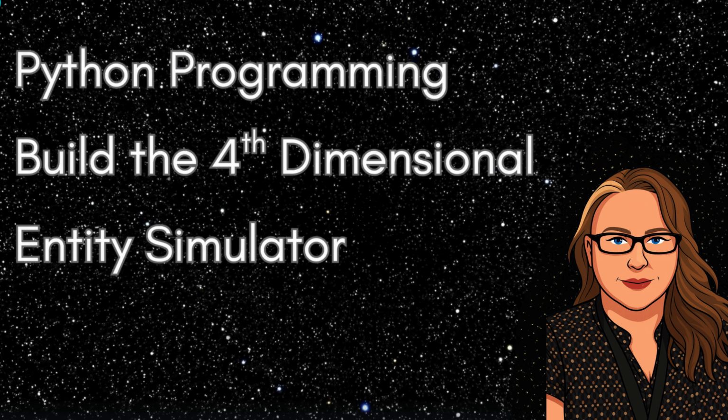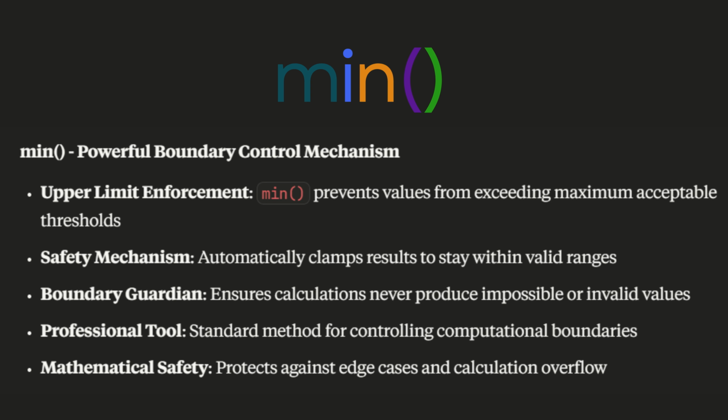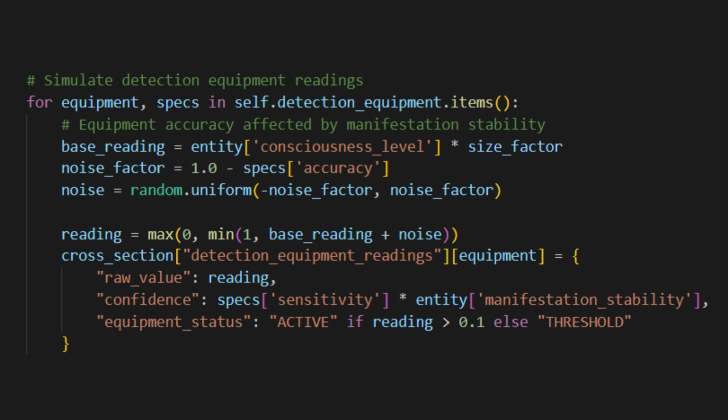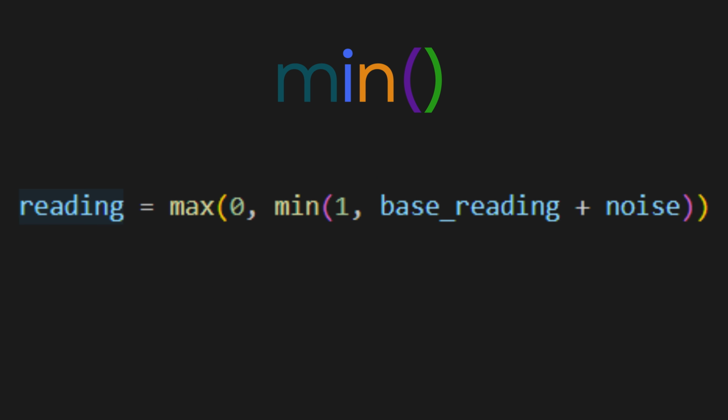Now we encounter a powerful boundary control mechanism in this line. We're assigning to reading max, but inside of max we have 0, comma, and then we have a min function inside of the max function. The min starts with 1, comma, then base reading plus noise, and closes out. And then you've got the final close of the max function that this resides inside of.